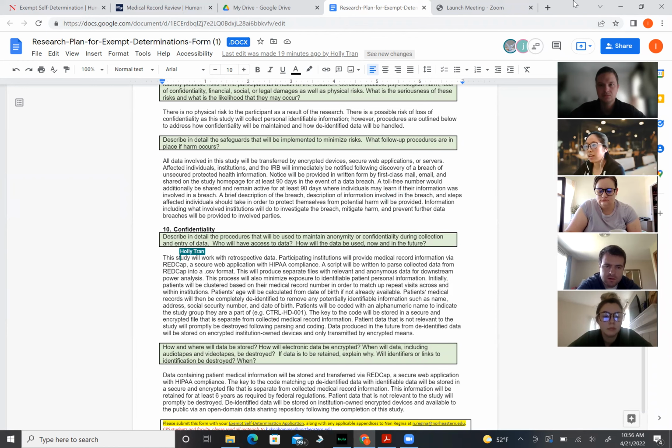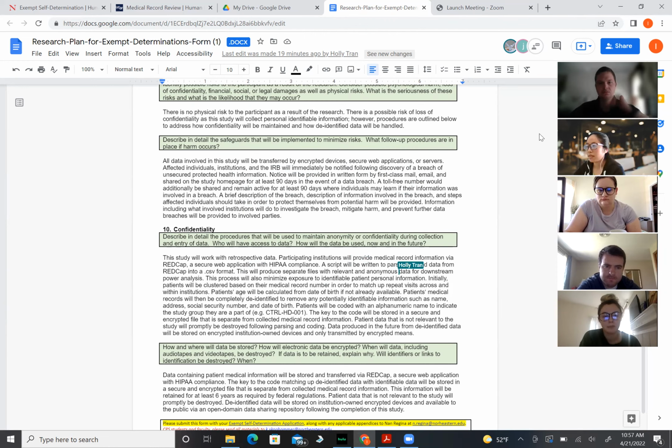In terms of confidentiality, the study works with retrospective data, so participating institutions would provide the medical record information by a secure web application, and then we would have a script written to parse the information that we are looking for. And this would create separate files that basically remove all the information that we don't need, so any personal health information.